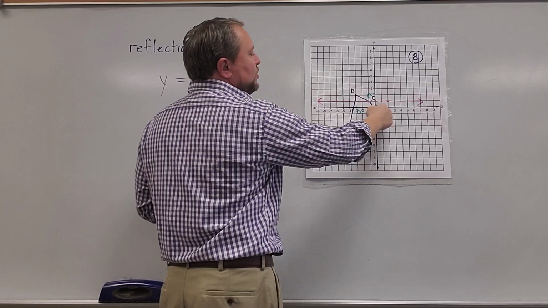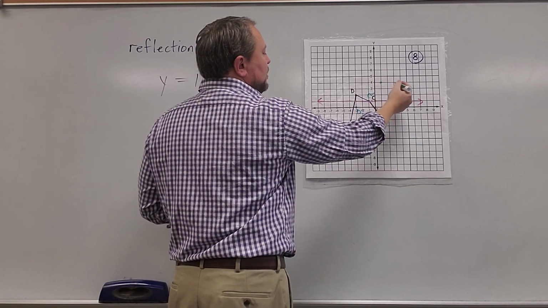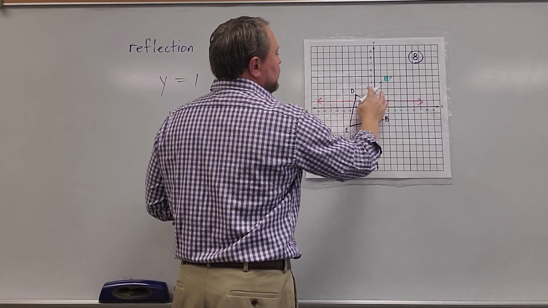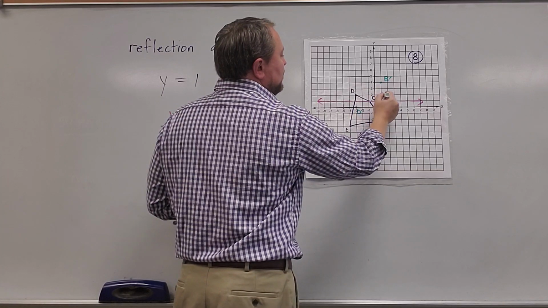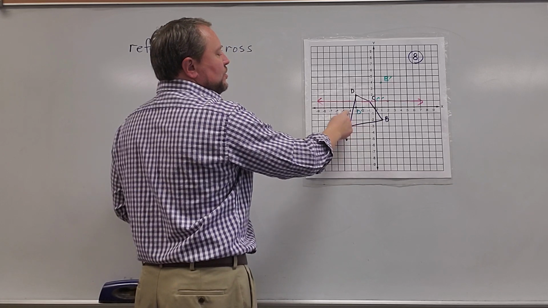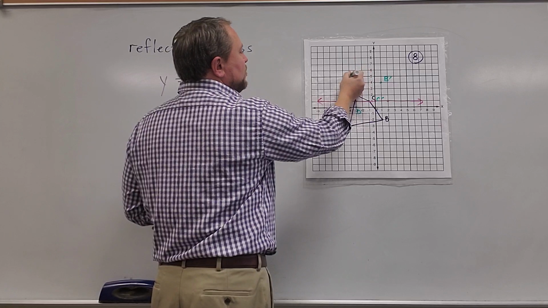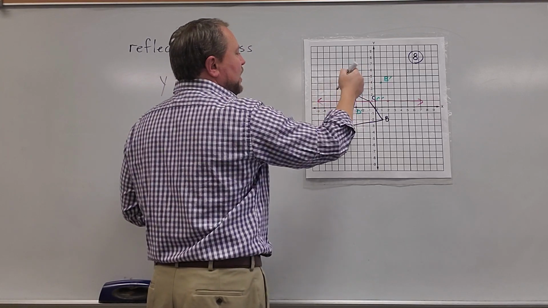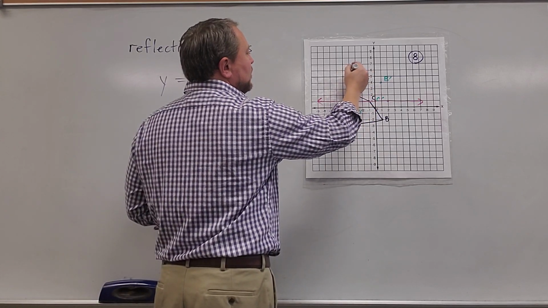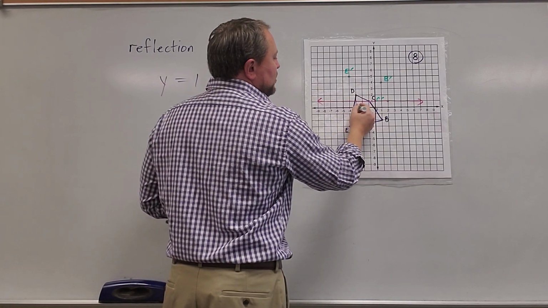B is 1, 2, 3 units below, so I go 1, 2, 3 units above. So there's B prime. I'm going to move that C prime label on this side. There. And finally, E is 1, 2, 3, 4 units below. So 1, 2, 3, 4 units above that line lands me clear up here at 5 on the y-axis, or on the y value, I should say. So that's my E prime. Okay, I reconnect up each of those.